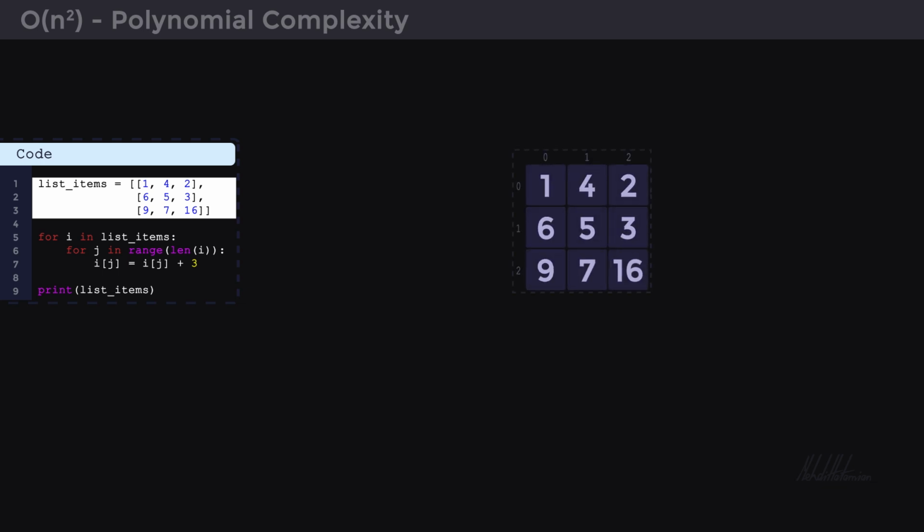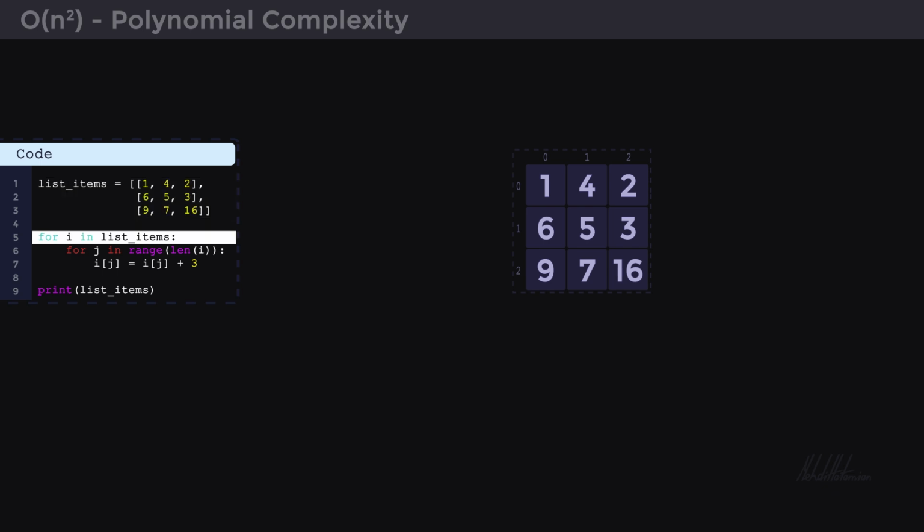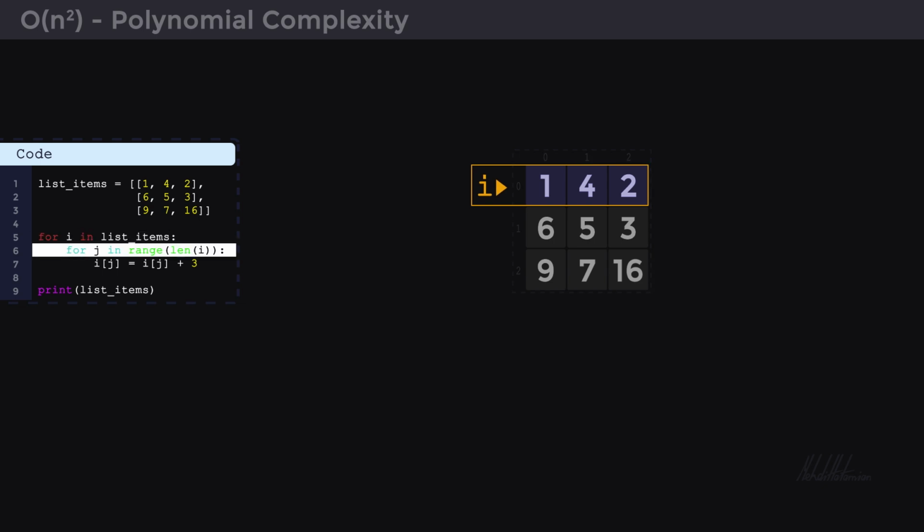This piece of code takes a 2D list, like a list of lists, and adds 3 to each number inside the lists. Here, as is observed, we have a nested loop. The outer loop iterates through each sublist's items. Therefore, if we have n sublists, the outer loop runs n times. For the inner loop, it iterates over each element in the sublist.